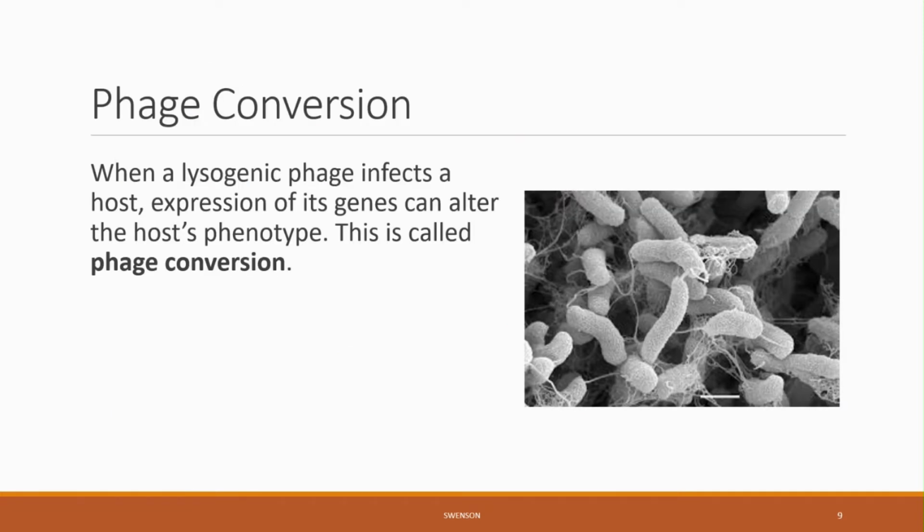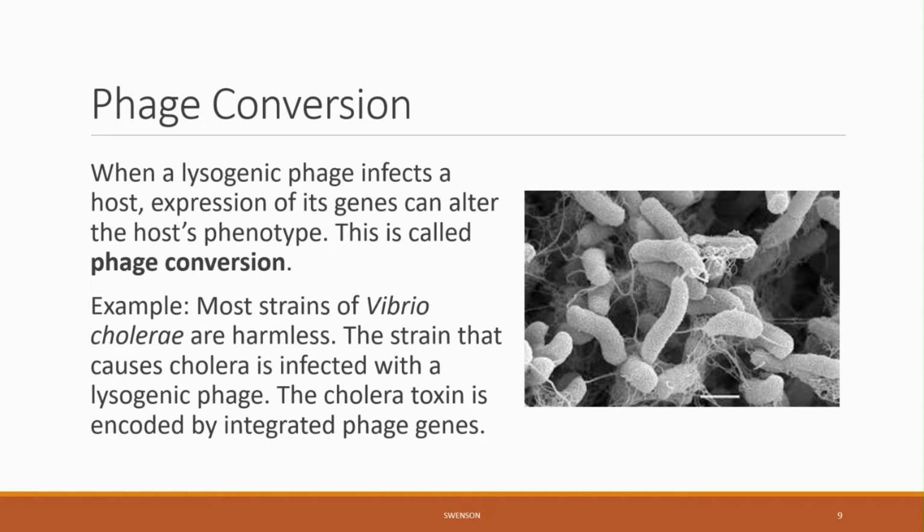When a lysogenic phage infects a host, expression of its genes can alter the host's phenotype, and this is called phage conversion. For the most part, Vibrio cholerae, for example, is a harmless organism. But the strain responsible for cholera of this organism is infected with a lysogenic phage, from which the genes encoding cholera toxin, which makes it incredibly harmful, are then present in this organism. And that would be an example of a phage conversion.